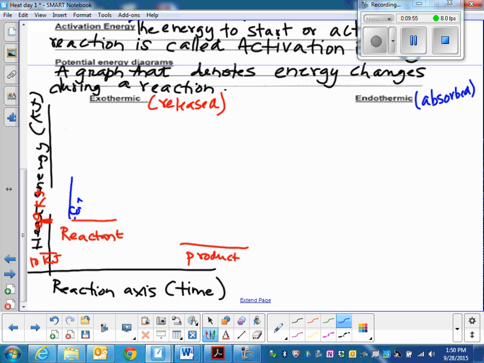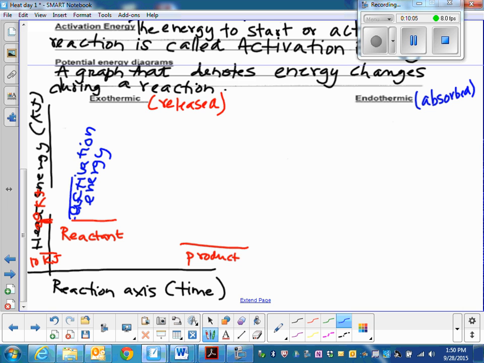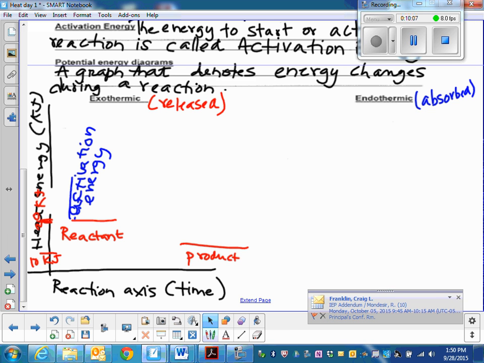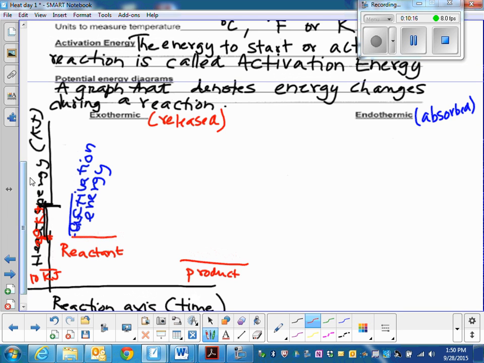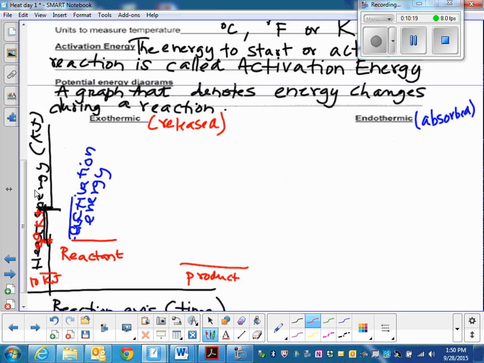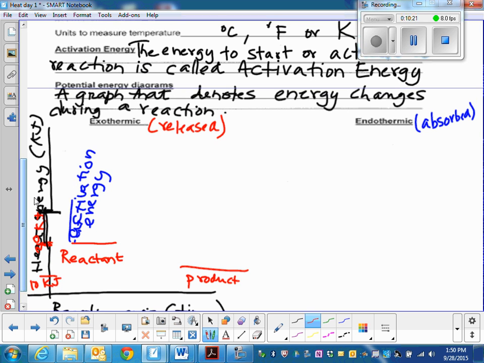So that is my activation energy. Everybody good? Everybody can understand what I'm writing? That's called my activation energy. So then, if I provide that activation energy, which is now, let's say, 25, all right, it's 25, so my reactant then becomes my product.